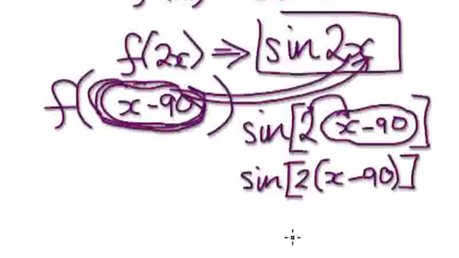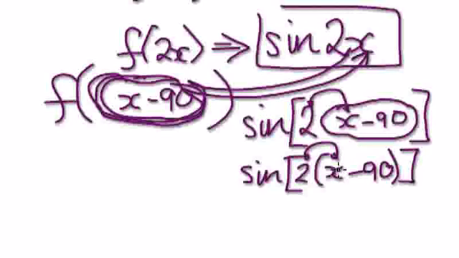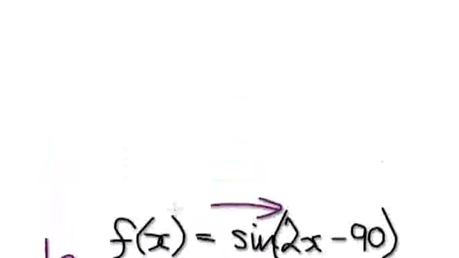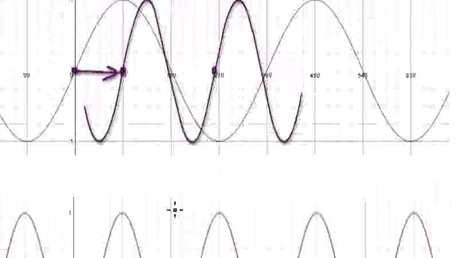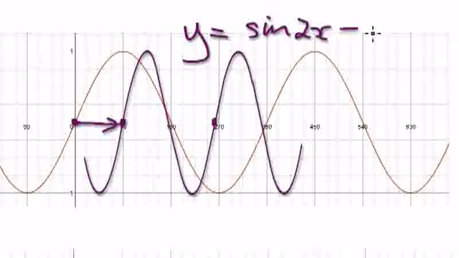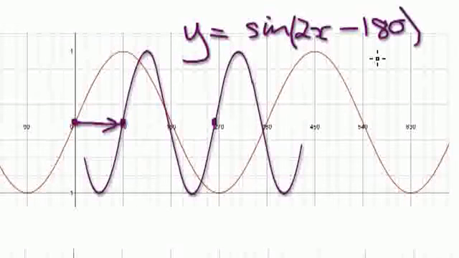And then look what happens. This times this, so that will be sine of 2x, and then this times this, which is minus 180. So you see, what we did earlier up here, the equation for this is actually y equals sine 2x minus 180. That's what we've done when we did that. You see, it works nicely.